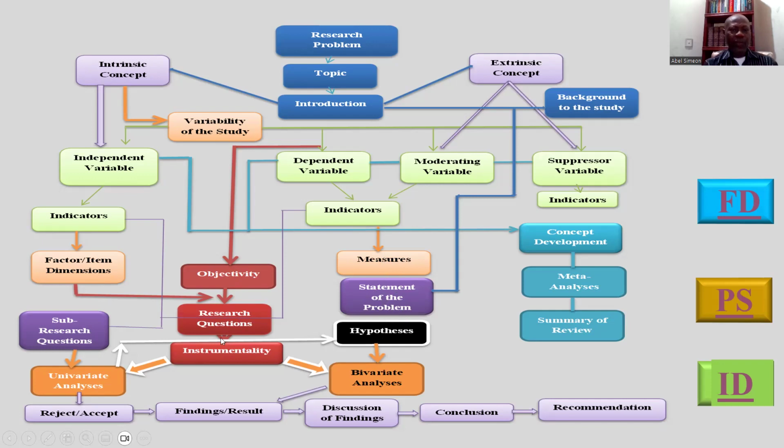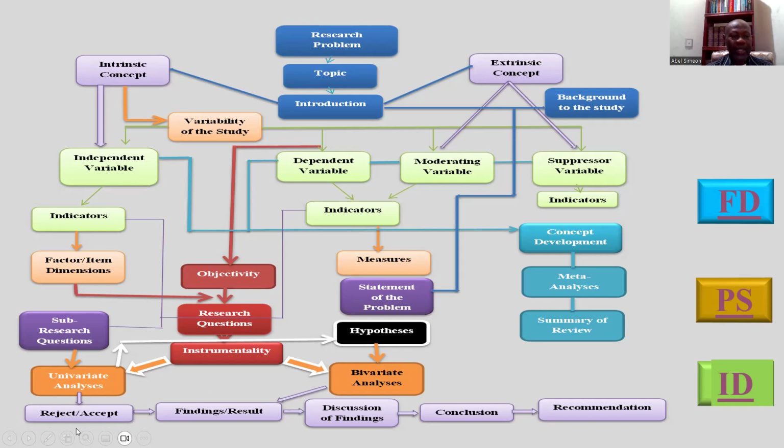From the research questions, the questionnaires that the respondents looked at or answered, when they return them, you can formulate your hypothesis from there. Then from the hypothesis, you now carry out your bivariate analysis. And when the instruments you administer to the respondents come back, you carry out the univariate analysis. Then you get the hypothesis, and of course the bivariate analysis, which is analyzing the hypothesis using regression analysis.